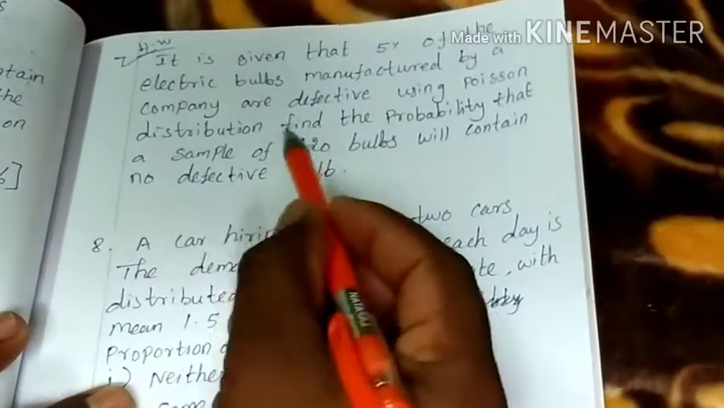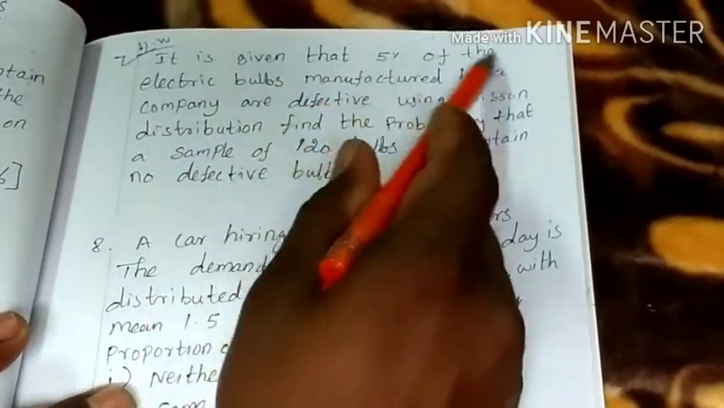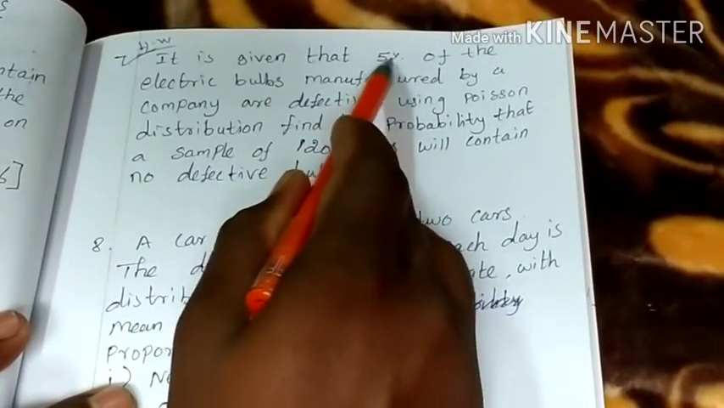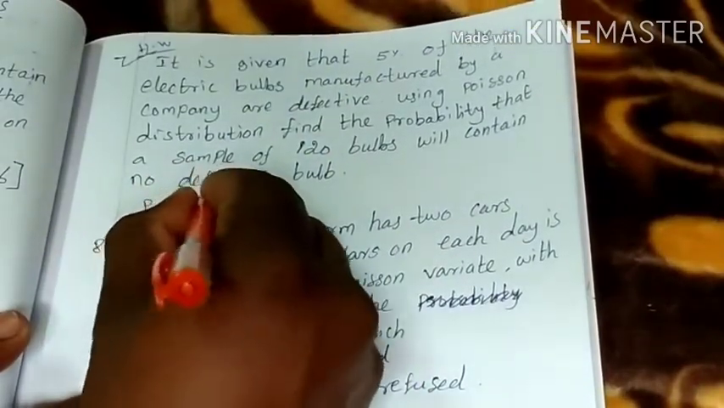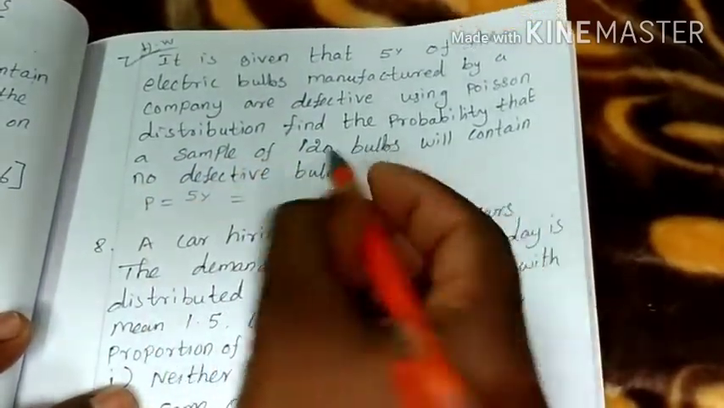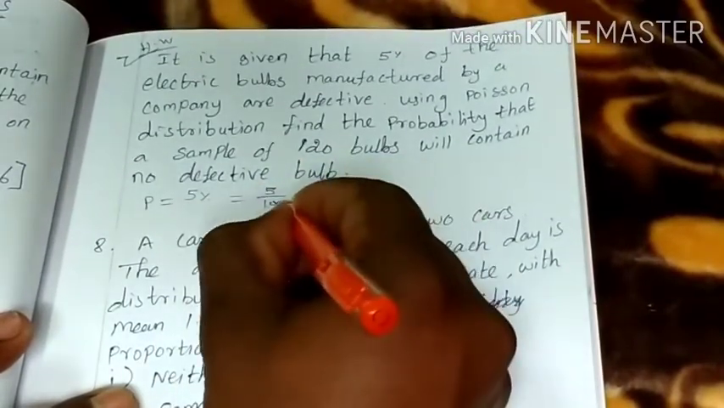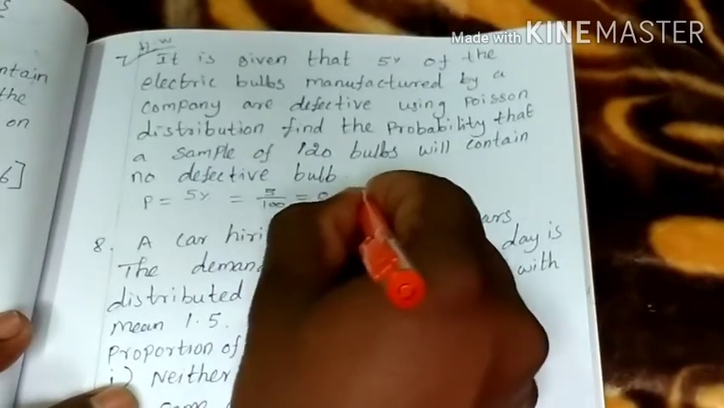So now I explain. It is given that 5% of the electric bulbs manufactured are defective, so P is equal to 5%. The 5% can be written as 5 by 100, which to 2 decimal places is 0.05.